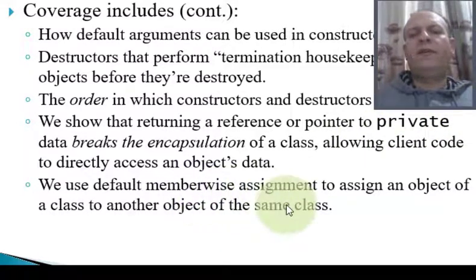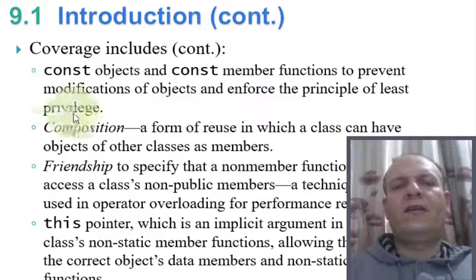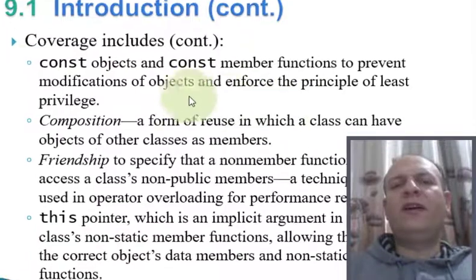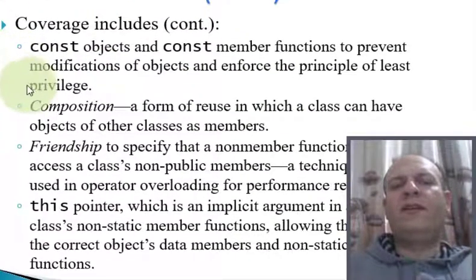Another objective, if we have two objects, could we assign one object to another one? So how can we assign an object to another object? We still have many objectives in this chapter. As you see here, we have the principle of least privilege. We will discuss how we can use constant objects and constant member functions to prevent modification of objects. So how can we use constant objects and constant member functions?